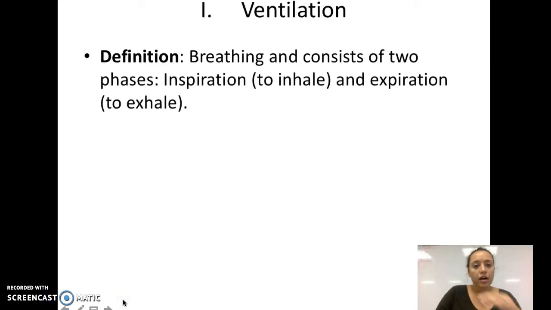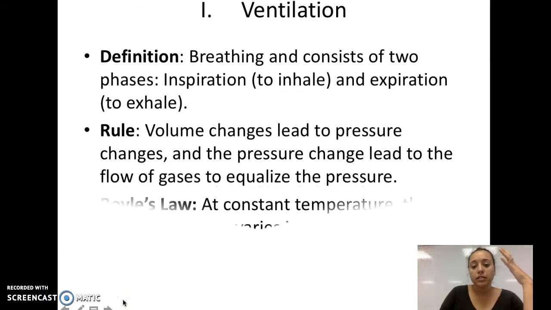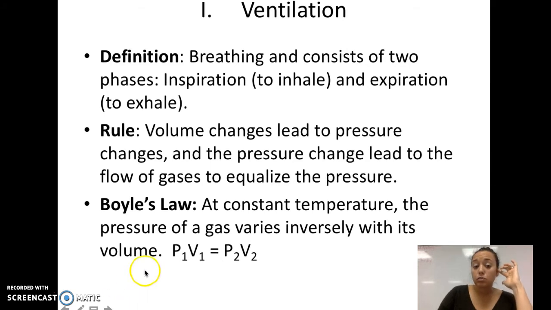Okay, so ventilation, knowing that ventilation means to breathe, deals with Boyle's law, that pressure and volume are inversely related. So when volume increases, pressure decreases. When pressure increases, volume decreases. They do the opposite, and that's going to lead us into how breathing works.